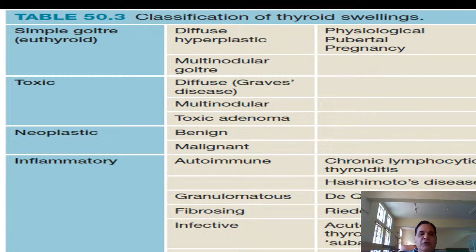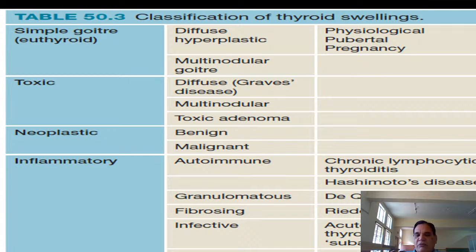This graph from Love and Bailey is beautiful. You should keep it in front of your mind's eye. Simple goiter, euthyroid: diffuse hyperplastic, multinodular. Causes: physiological, pubertal, pregnancy. Toxic, diffuse, that is Graves' disease. Multinodular and toxic adenomas. Euthyroid, toxic, neoplastic. Neoplastic means either benign or malignant. Inflammatory can be autoimmune, granulomatous, fibrosing, and infective.